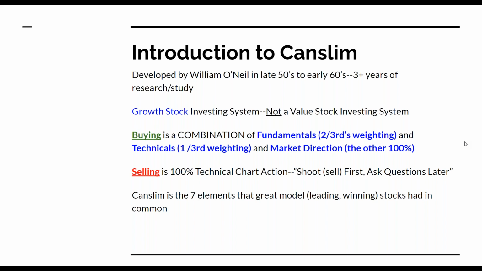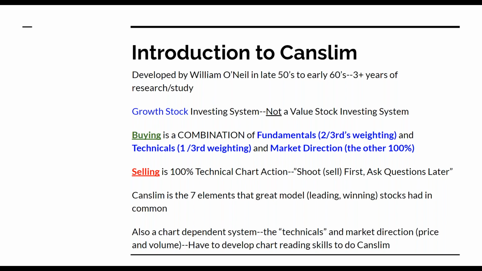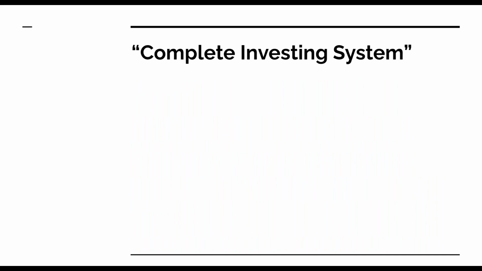Canslim is the O'Neill acronym for the 7 elements that the great model, leading, winning stocks had in common. So O'Neill researched stocks back to the late 1800s, did the chart analysis, and said, hey, what do the great ones have in common? And that's the Canslim system. It also is a very chart-dependent system. The technicals and the market direction, price and volume are very important in the system, so you have to develop chart reading skills in order to do Canslim. You just can't do it without it.